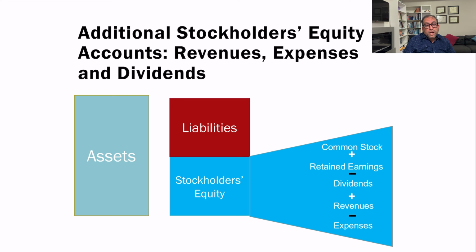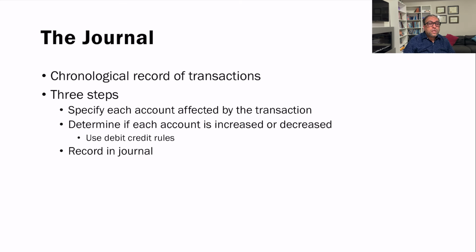So how can we add up to the equity? Additional stockholders' equity accounts are revenue, expense and dividend. So we have assets, liabilities and shareholders' equity. Shareholders' equity is affected by common stock, which increases the shareholders' equity. Retained earnings are added to the shareholders' equity, minus dividend, plus revenue, minus expenses. So dividend and expenses reduce the stockholders' equity, otherwise common stock, retained earnings and revenue increase it.